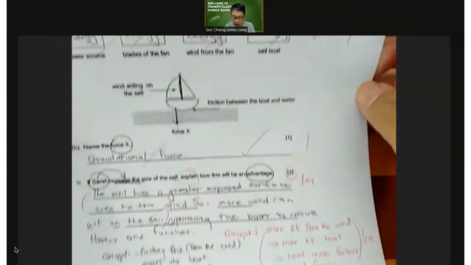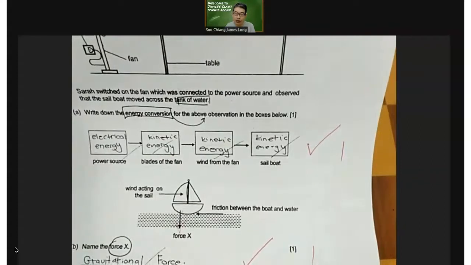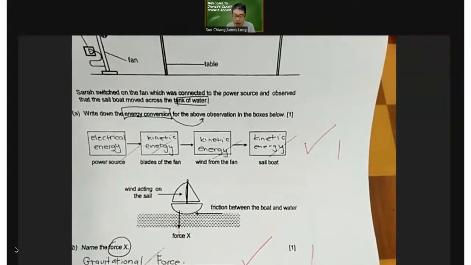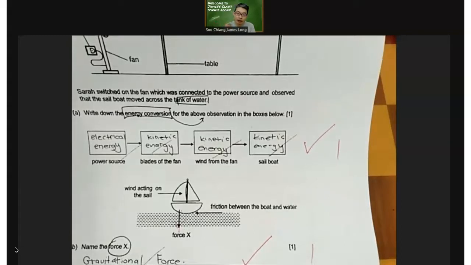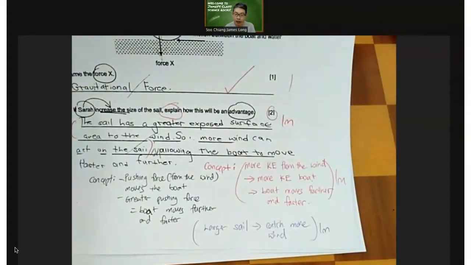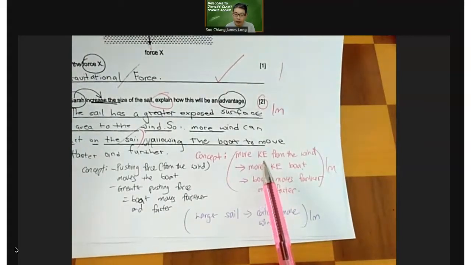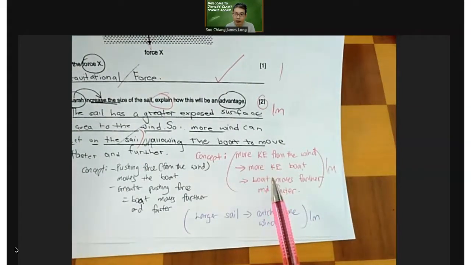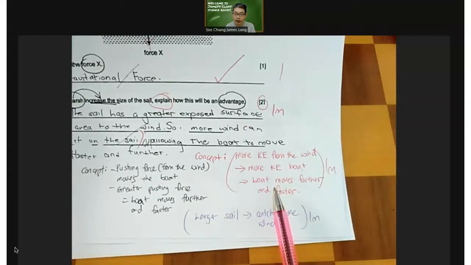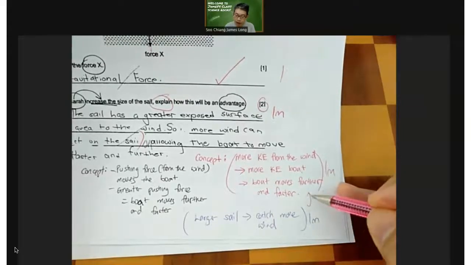Now, in this case, there's nothing about racing the boat or making it move further or faster. So I have to assume, because it's not stated in the question, that an advantage is moving faster, moving further. Those are 2 advantages I can think of. Alright, so what can make something move faster? Well, I can either answer from energy conversion. More KE from the wind means that there will be more KE in the boat. Therefore, the boat can move further and faster. I can give this and link to this idea.